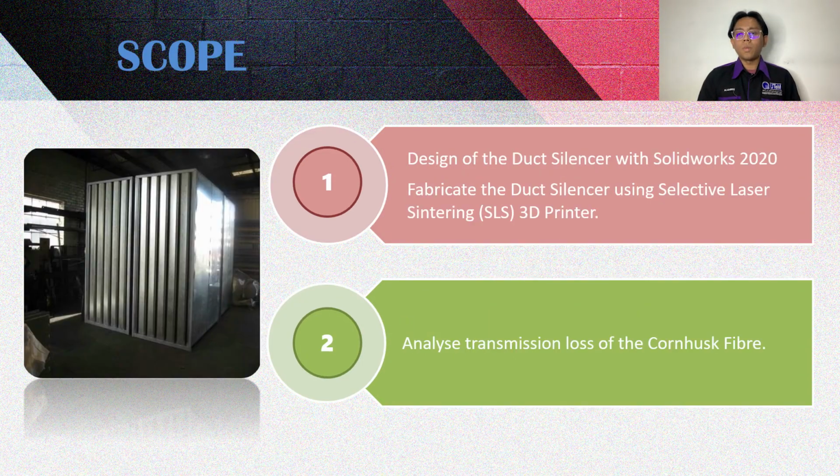And next, scope. For the scope of this project, I need to design the DUCT silencer with SolidWorks 2020, and after design, I need to fabricate the DUCT silencer using selective laser sintering, or usually people call SLS, as a 3D printer. And next, the second point is I need to analyze the transmission loss of the HUSK fiber.